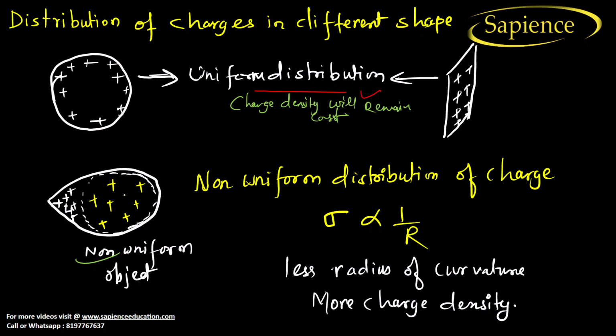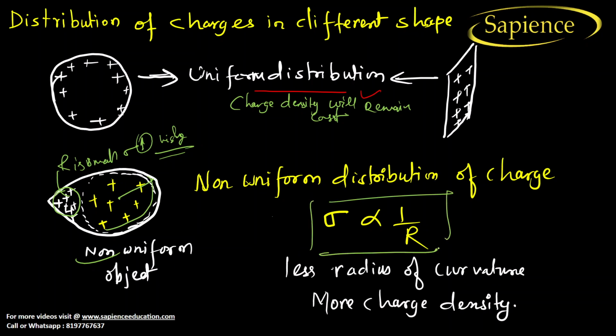So see here, if the radius of the curvature is very large, the density is less, the charge distribution is less. But if the radius of the curvature is small, r is small, so the density will be high. I hope you have understood this. So you should always remember the density is inversely proportional to the radius of the curvature of the shape.